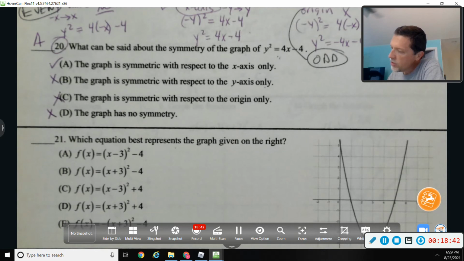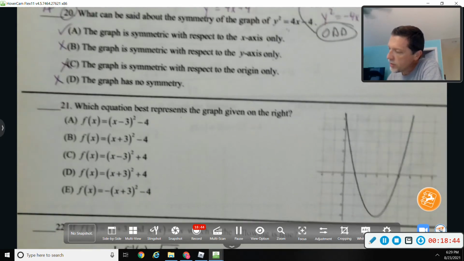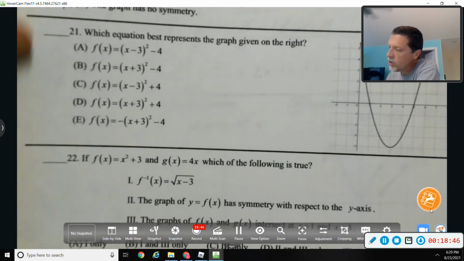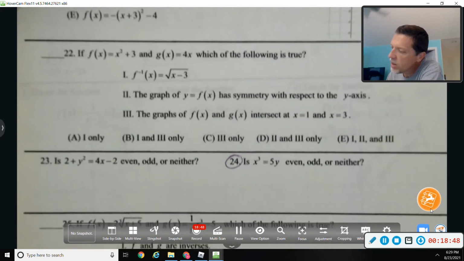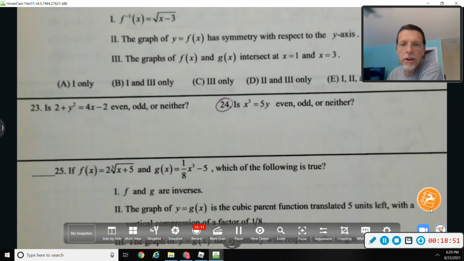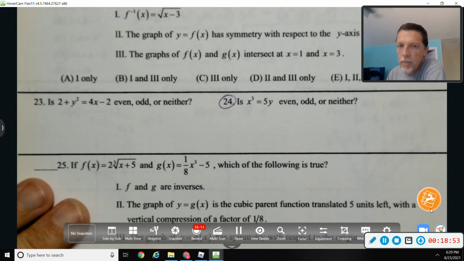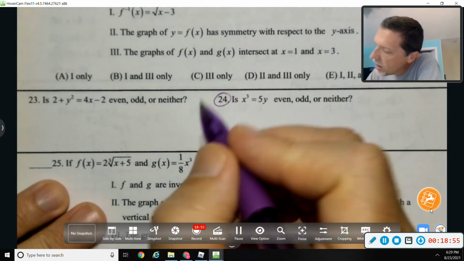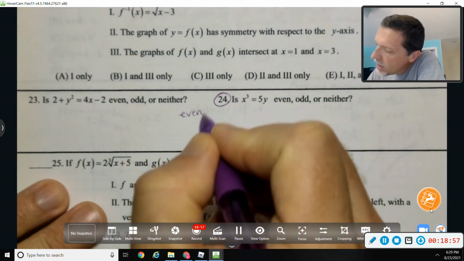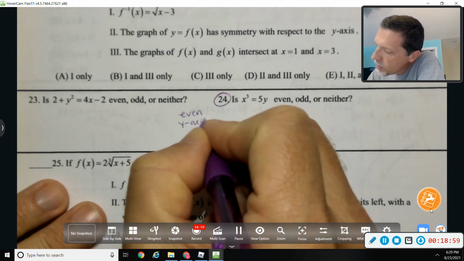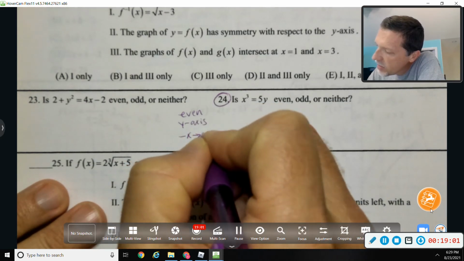21, which is the given graph. You guys are good with that stuff. 22, ask a whole bunch of different things in one question. 23, 24. Here we go with the even, odd, neither business. Let's check 24. So even means y-axis symmetry means negative x in for x.